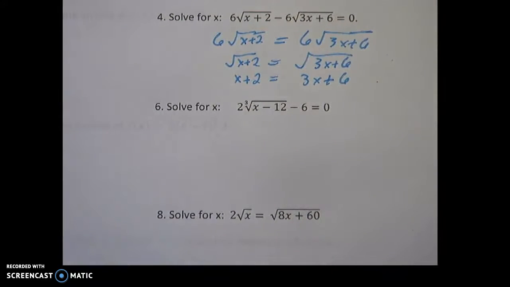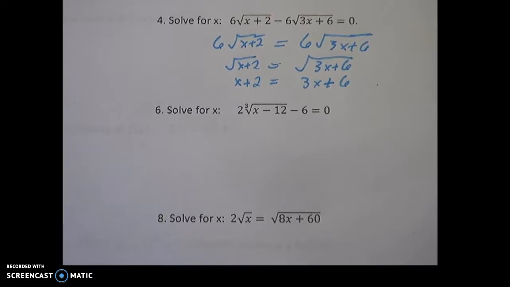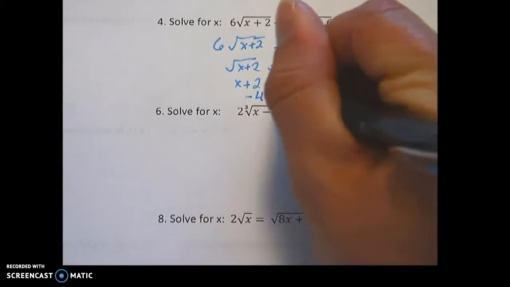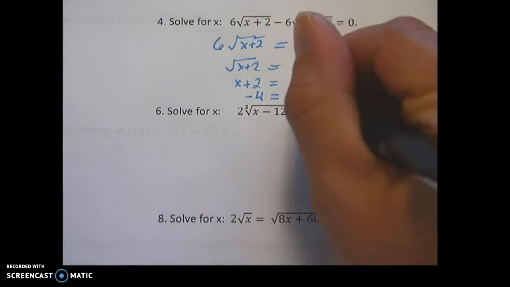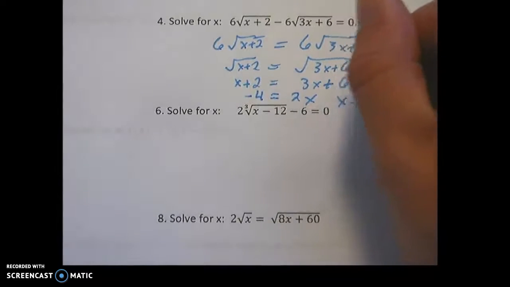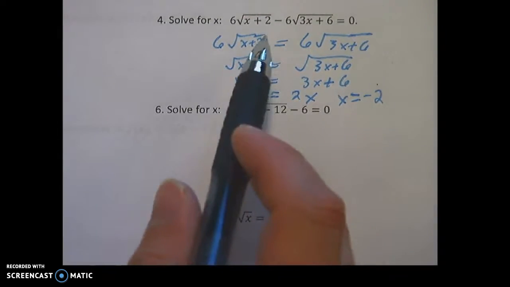And at this point, it's simply an Algebra 1 problem. So all we need to do is subtract x from both sides and subtract 6 from both sides. So that's what I'll do. 2 minus 6, that's negative 4. And that equals 2x. And then, of course, when you divide by 2 on both sides, you've got x equals negative 2. But you should always double check that answer by plugging it back in.